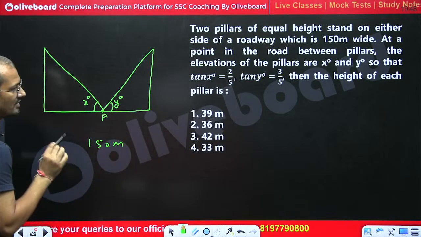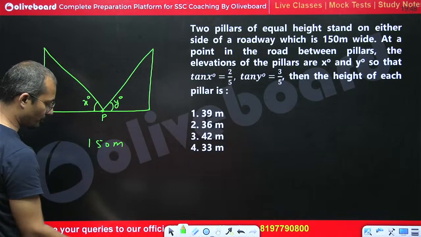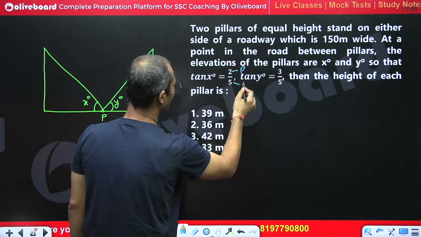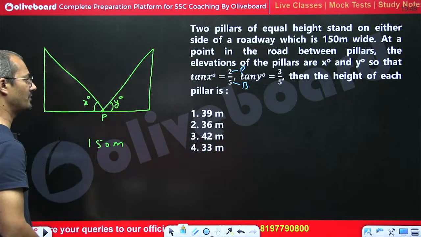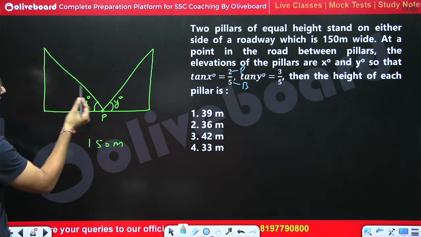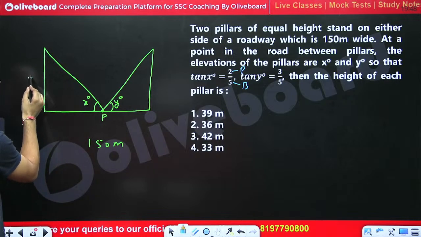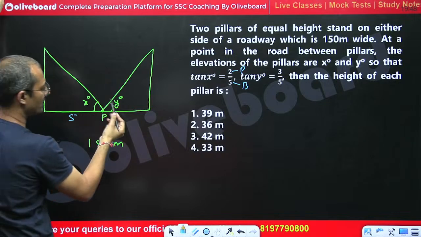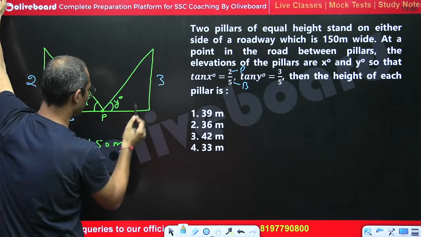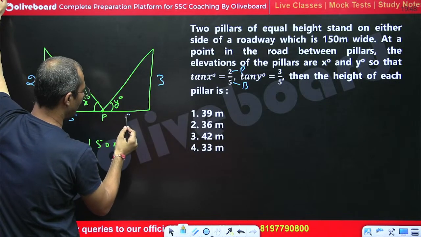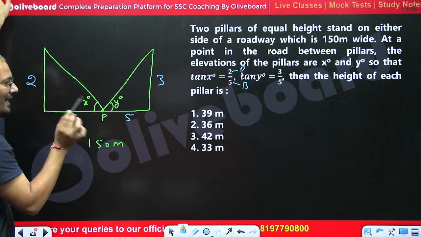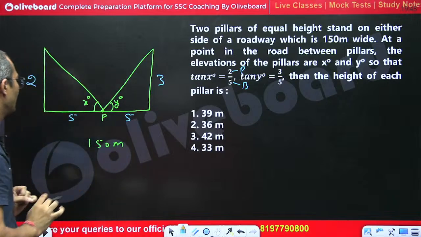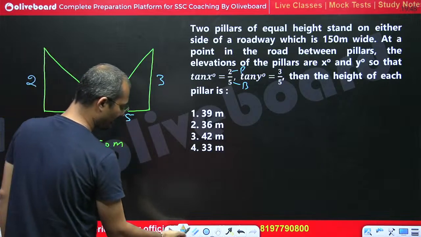So we are given tan x is 2 by 5. Now tell me what is tan? Tan is perpendicular upon base. So the height of the pillar according to tan x would be 2 unit and this would be 5 unit, right? According to tan y, this would be 3 unit and this would be 5 again, right? See, the height of the pillar is equal, so we have to fulfill this condition.